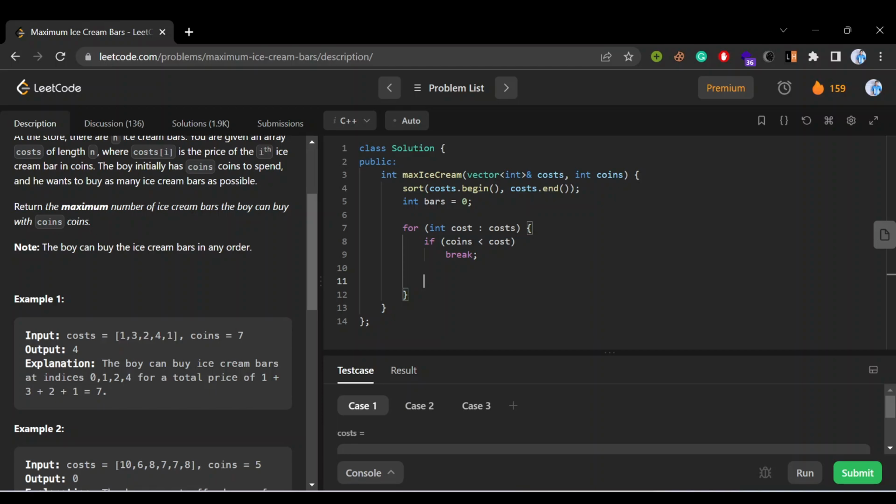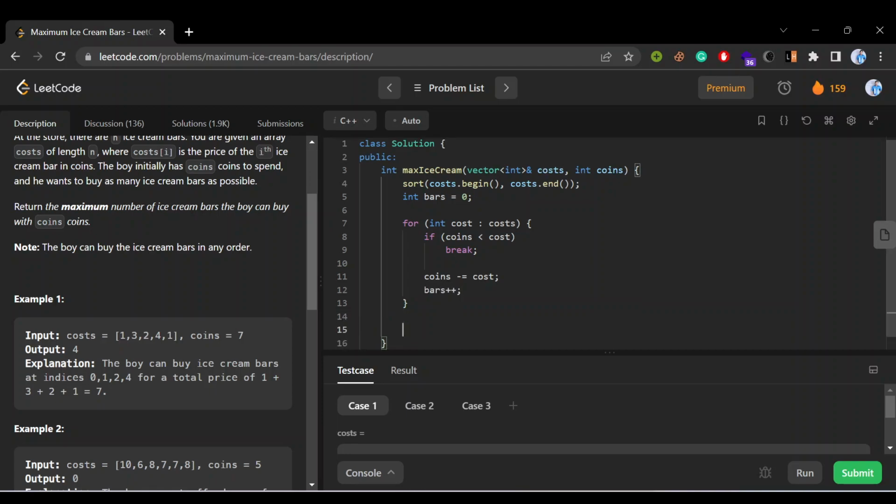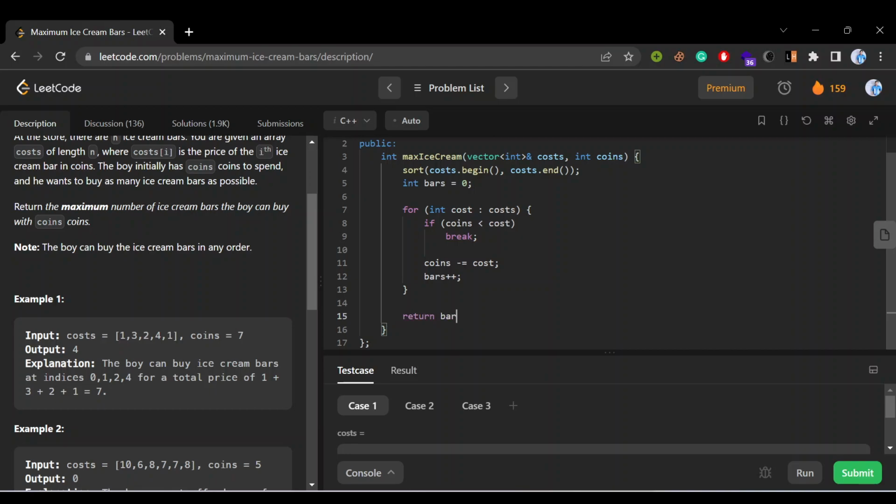But if it is not, then what we can do is coins will be subtracted with the cost, right? And the bars will be added, and then you will return bars, the ice cream bars that you have gathered.